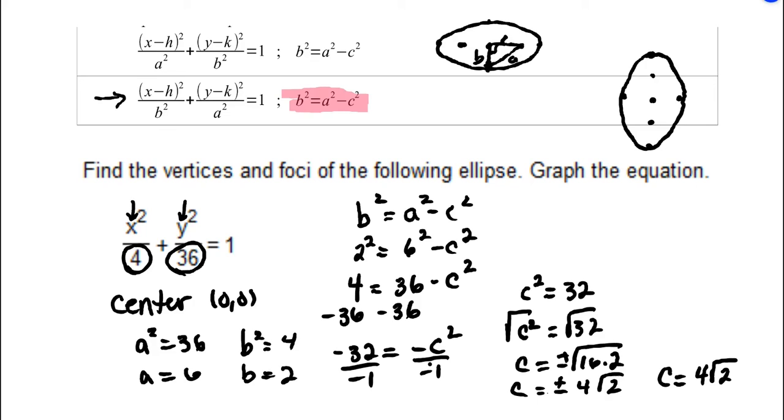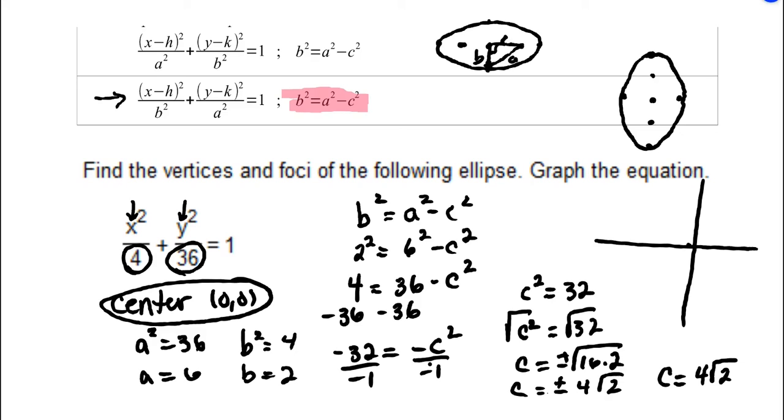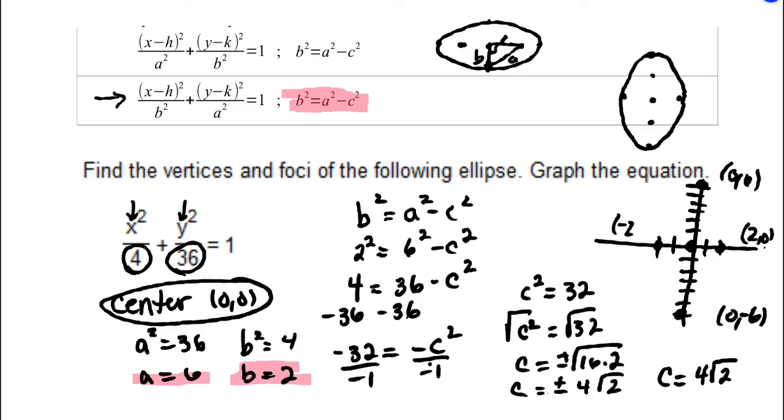Now that I know a, b, and c, I should be able to find the vertices. So moving from the center, I like to do it with a picture. So from the center, your vertices will be up 6, going up because of the vertical orientation, and up 6 because a is 6. So we would have a vertex at (0, 6), and we're going to go down 6 as well. Vertex is (0, negative 6). For your minor vertices, minor axis vertices, those would be left and right 2, because b is 2. So the minor vertices would be at (2, 0) and (negative 2, 0).